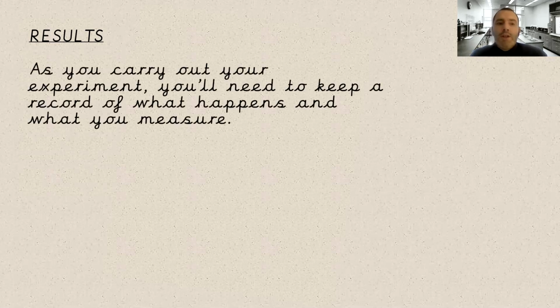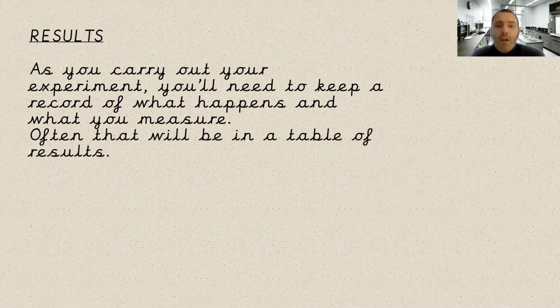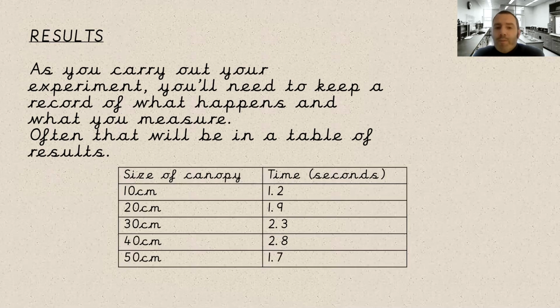Our results. So this is why we do the investigation. We're trying to find something out. So as you carry out your experiment, you'll need to keep a record of what happens and what you measure. We use tables for some of them. We just had rough notes on some of the investigations that we did. And often, as I said, it will be a table, nice and easy to fill out. Something like this.